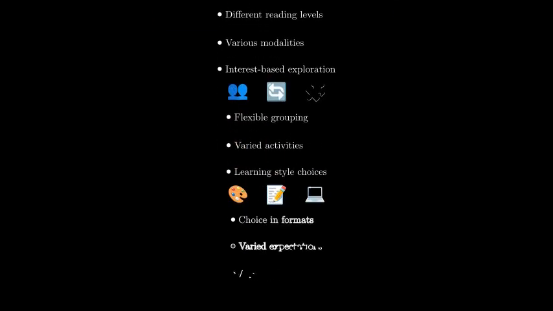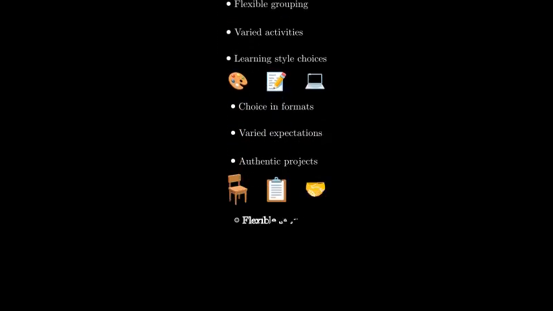Product refers to how students demonstrate what they know, understand, and can do. Teachers can offer choice in product formats, varied expectations based on readiness, or authentic projects that allow for individualized demonstrations of mastery. Finally, the learning environment refers to the way the classroom works and feels, including physical setup and classroom culture. This involves flexible seating, clear routines, and fostering a culture of respect and collaboration.